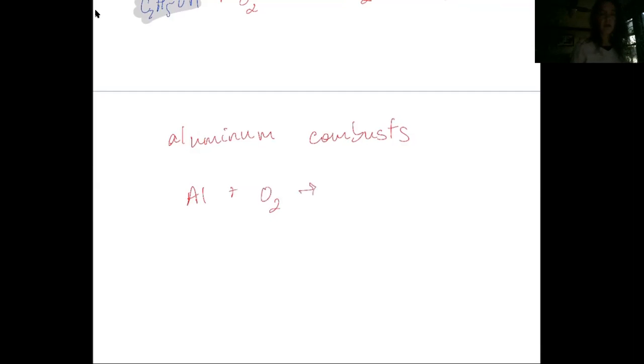If I say aluminum combusts, or the combustion of aluminum, well, then I would do Al plus O2. Well, notice that I also have a synthesis reaction because of an element plus an element, right? So in this case, they don't have a hydrocarbon, and we get aluminum oxide, Al2O3, right? Because aluminum is a 3, oxide is a 2. And I would end up with a 3 here, a 2 here, and a 4 here. All right?